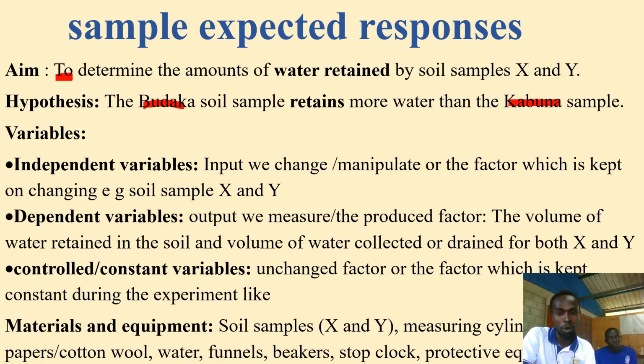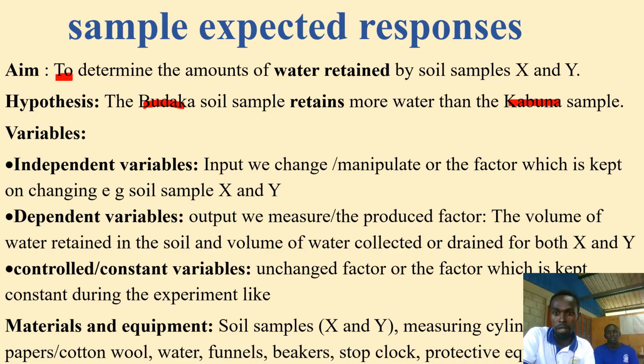Be very categorical here. Be very particular here. You're going to deal with the samples, not the land in Budaka, not the land in Kabuna, but samples of soils from these particular lands. One in Budaka, one in Kabuna. So it would be very wrong, or it would not make sense, to say to determine the amount of water retained by soil in Budaka and soil in Kabuna.